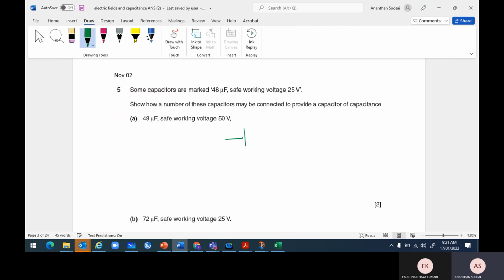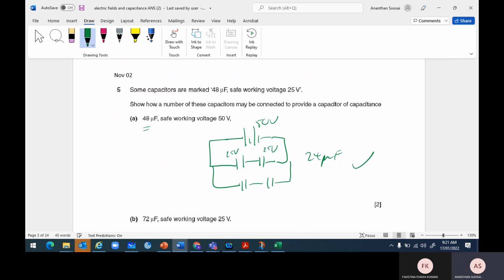So the power supply is 50 volt. So you have 2 here, 2 here, right? So this makes 24 microfarad. Both are safe because both get 25 volt, 25 volt. But you want to get 48, so you have another branch, safe. Right. It's a circuit.